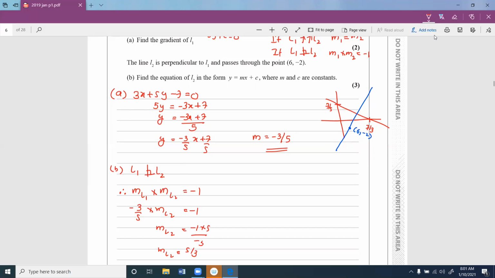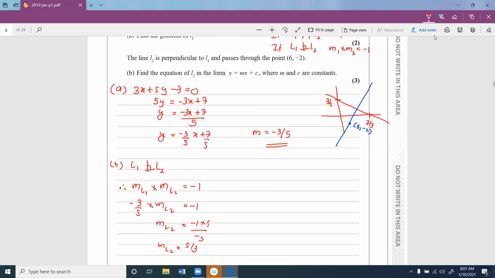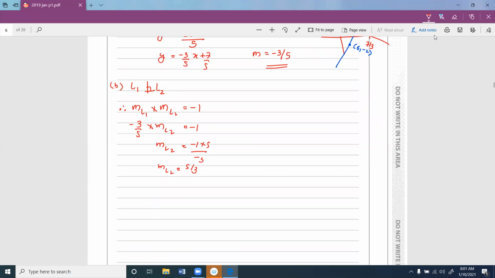One coordinate and the gradient are enough to get this answer. Then I will use two techniques to get it. You can use any format you like. What is the general format of the equation of a straight line? y equals mx plus c.